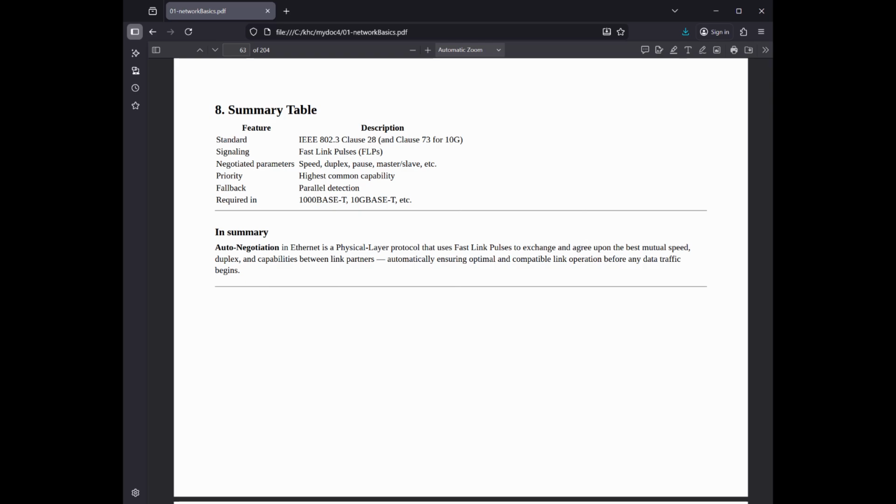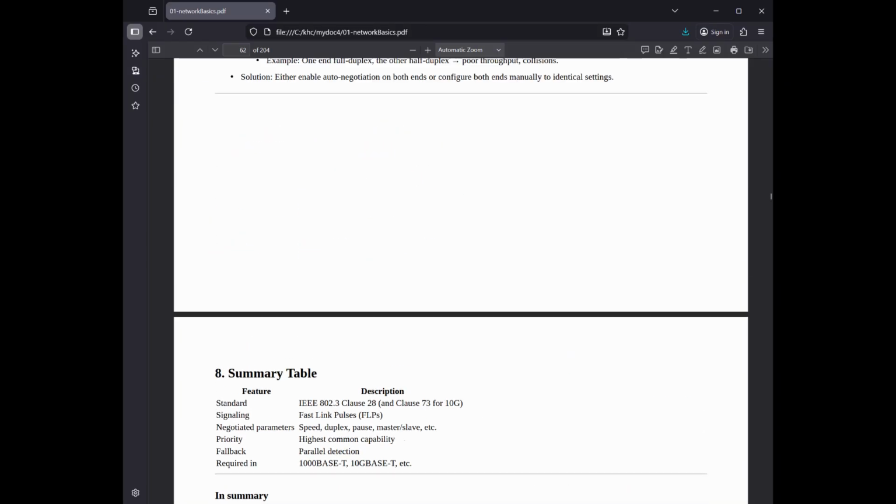Here are the key features of auto-negotiation. Automatic speed detection: automatically identifies and selects the highest shared data rate supported by both devices, for example 10 Mbps, 100 Mbps, 1 Gbps, 10 Gbps. Duplex mode selection: negotiates whether the link will operate in half duplex, one-way traffic at a time, or full duplex, simultaneous two-way traffic, favoring full duplex where possible.